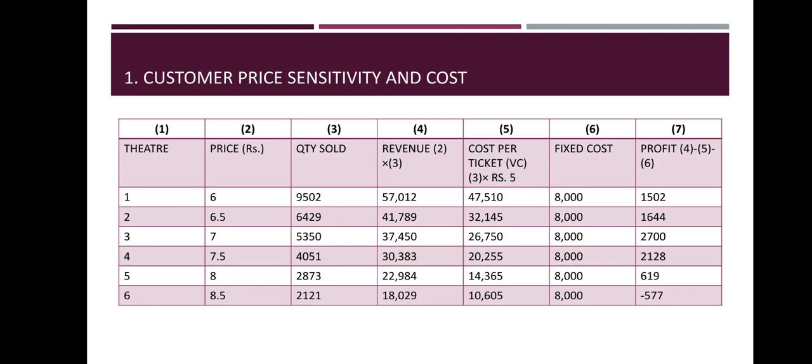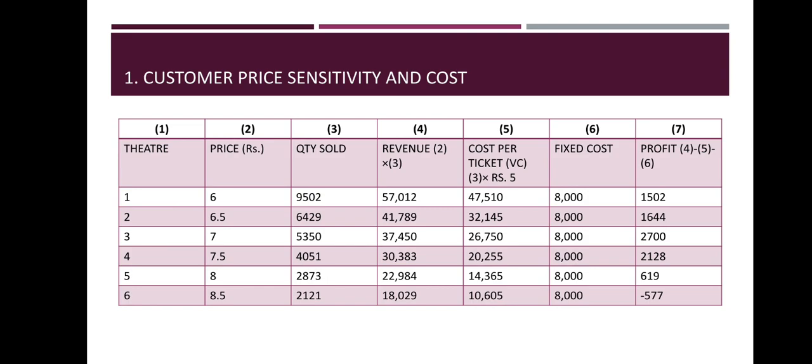Here there are different theaters. They have priced the product at rupees 6, 6.5, 7, 7.5, 8 and 8.5. In the third column, they have shown the quantity sold, that is, how many units of riblet basket have been sold in different theaters at different prices. The revenue is derived from price times quantity sold. Cost per ticket is treated as a variable cost, so for the units sold, multiply by rupees 5. The results are in column 5.